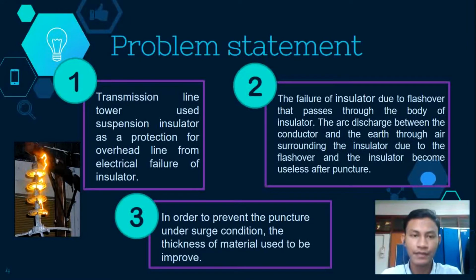For the problem statement, first, the transmission line tower uses a transmission insulator as protection for the overhead line from electrical failure of the insulator. Second is the failure of the insulator due to flashover that passes through the body of the insulator. The arc discharges between two conductors and earth through the air surrounding the insulator due to the flashover, and the insulator becomes useless after puncture. This figure shows the flashover, just an example figure. So how to prevent it? In this project, to prevent puncture under such conditions, the thickness of the material is improved.